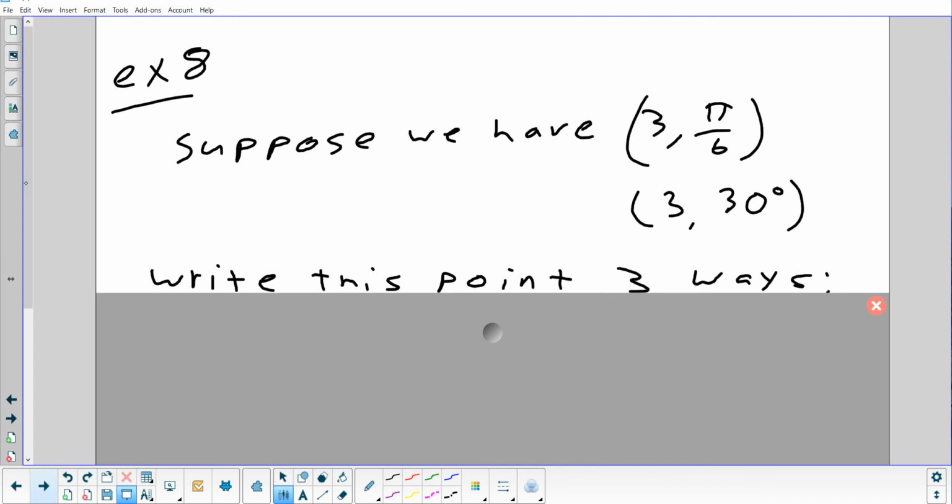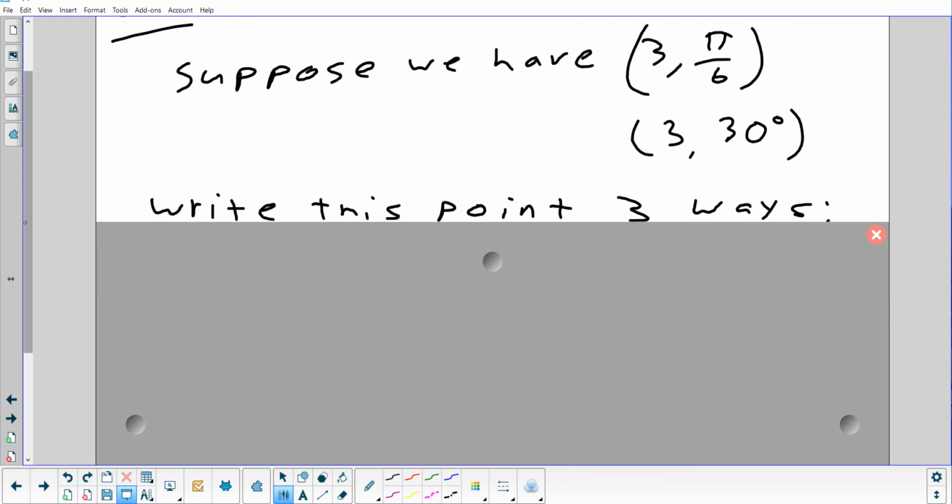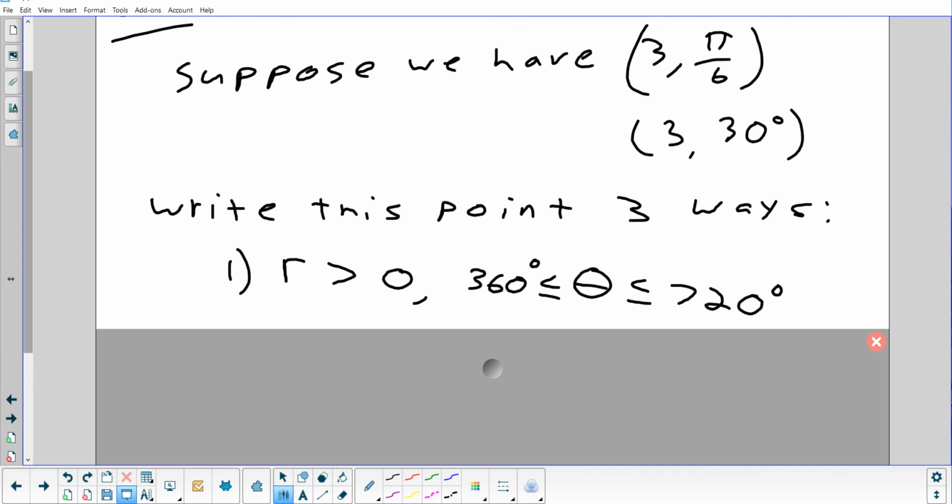All right, so here's the 3 different ways I want to write that point. The first way I want to write it, I want to keep the radius positive, but I want to make the angle bigger. Specifically, I want to make the angle between 360 and 720. So what's happening in this one is you're going around an extra time before you stop at the point. I want to know what the angle would be if you go around more than once and then stop.